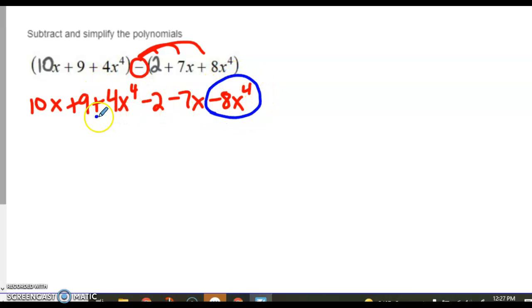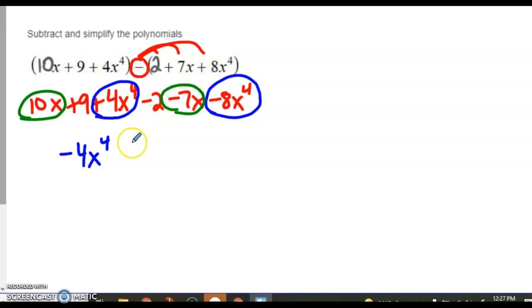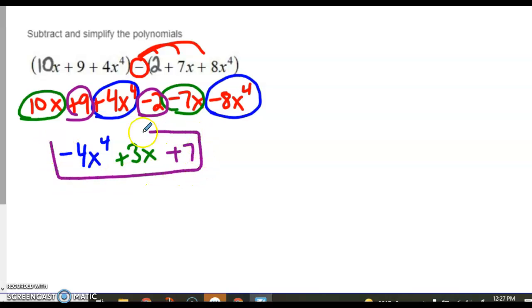We have some x to the 4th. So 4 minus 8 would be a -4 x to the 4th. And then the next highest would be just x's. So 10x minus 7x would be 3x. And then our constants, a positive 9 and a -2. 9 minus 2 is 7. So just make sure if you see that minus sign in the middle that you change the signs of everything after it.